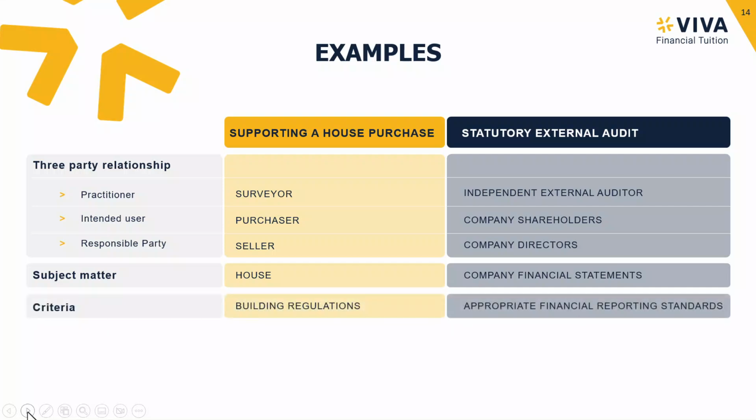Then we have our criteria. So we said our criteria is what we compare the subject matter to ensure it is as it should be. So how do we know that the house is correct, has been built as it should have been? Well, we would need to look at the building regulations. Those would be the criteria that the surveyor would use to determine whether the house was fit for purpose, for example, that it was habitable, that it was safe.